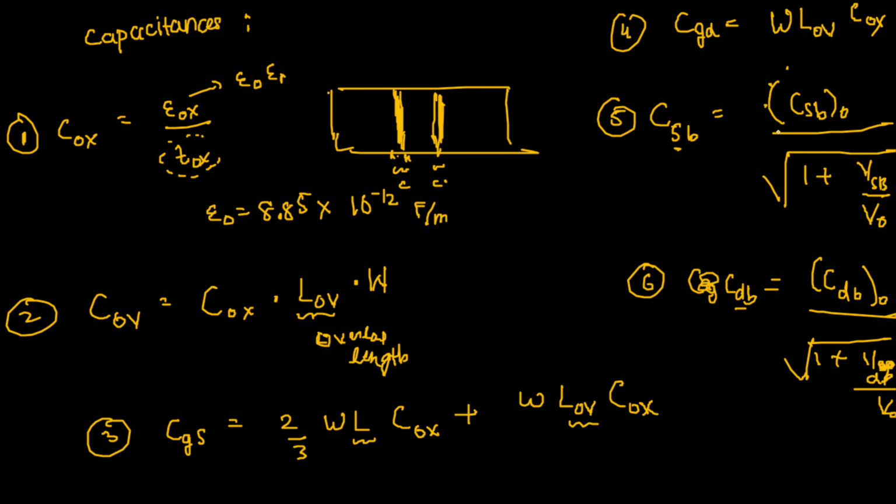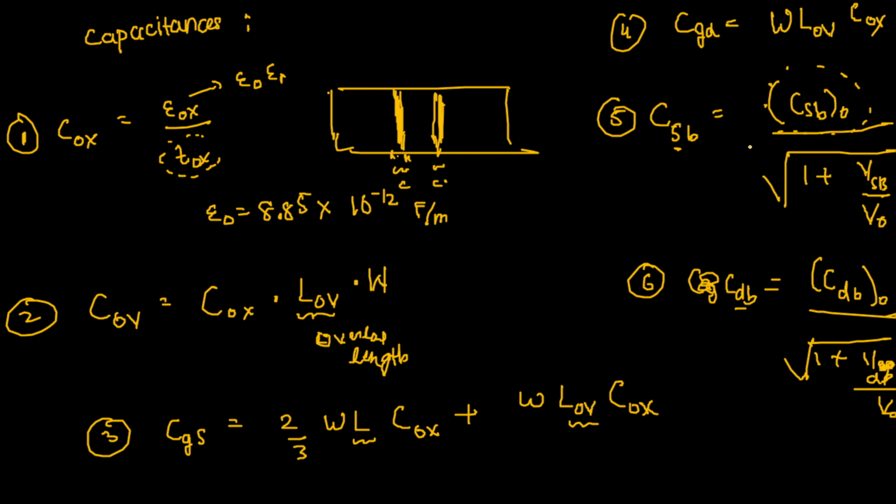So what this CSB0 signifies is the value of the source and bulk capacitance when the applied voltage is 0, right? And then similarly CDB0 is the capacitance between drain and bulk for the same condition. And to find out the present capacitance, we use this formula. So from this you get direct formula based questions.